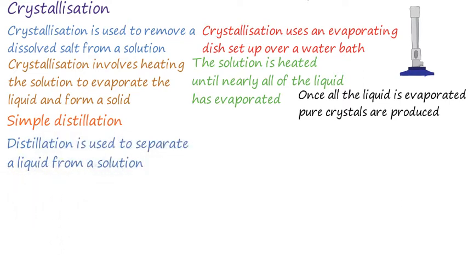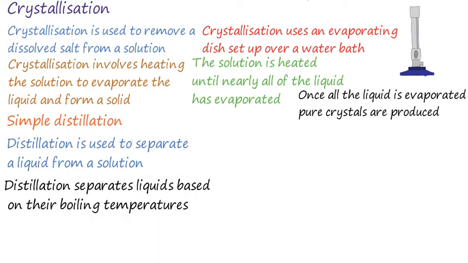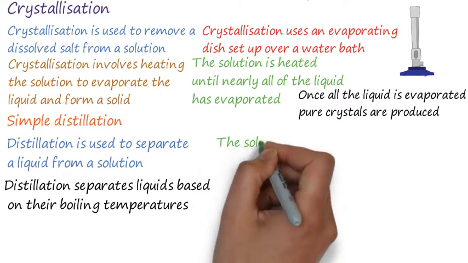Distillation is used if you want to separate a liquid from a solution. This method separates liquids based on their boiling points. Using the crystallization method, we were able to separate the solid copper(II) sulfate from its solution. Using simple distillation, we are able to separate water from the copper(II) sulfate solution.